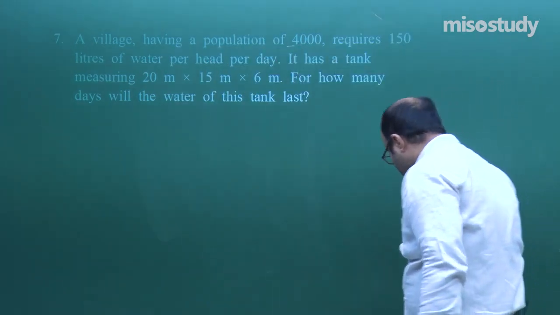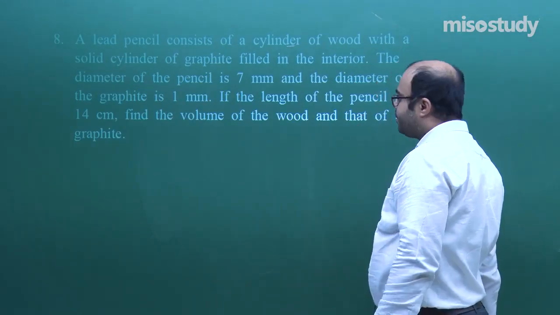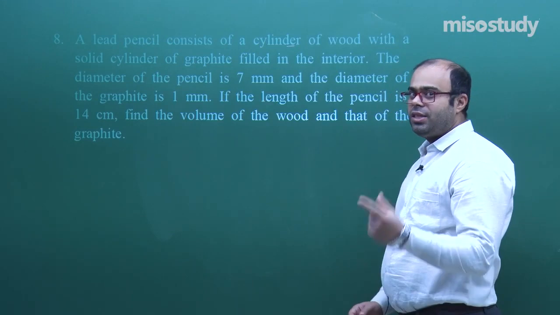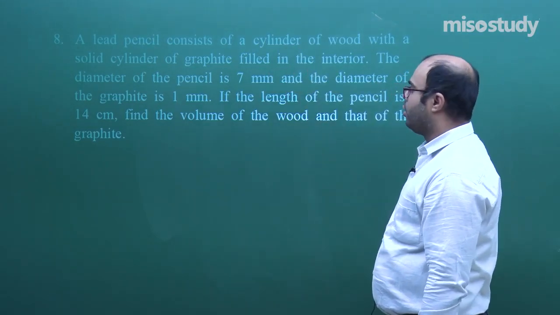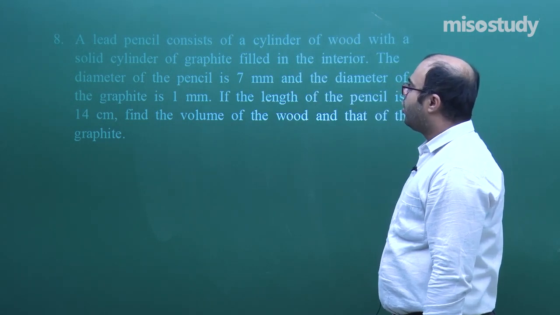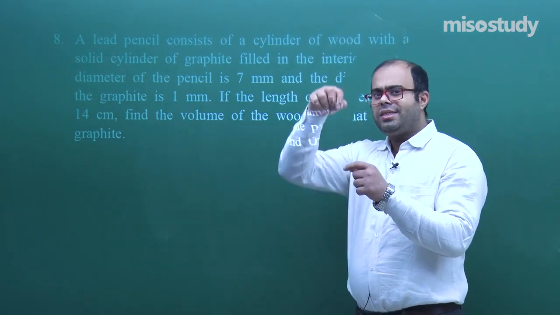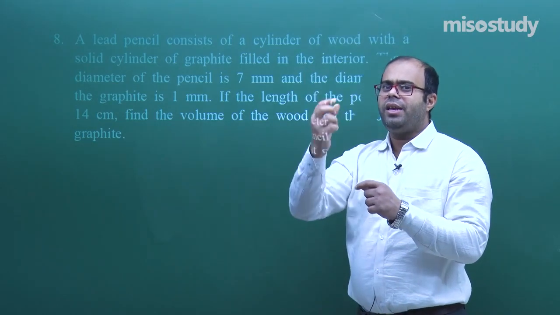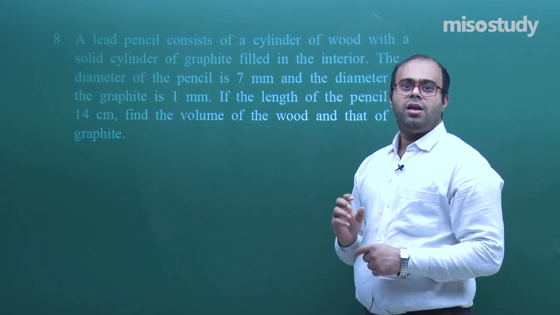Now, let us see the next question. This is the 8th question, again of 4 marks. A lead pencil, we all know it is a lead pencil, consists of a cylinder of wood with a solid cylinder of graphite filled in the interior. So, you know how a pencil is? There is a graphite in between, and outside there is a wooden cover. That is how we make a pencil.